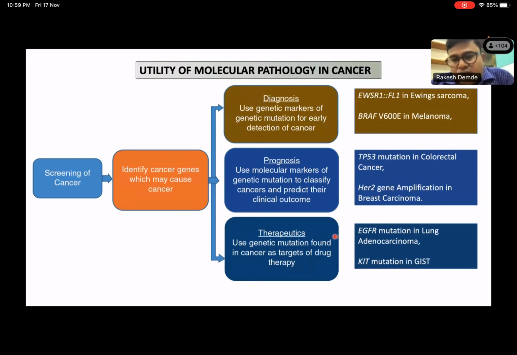Similarly, we can use molecular diagnostic techniques for therapeutic approaches also. For example, EGFR mutation in lung adenocarcinoma can be targeted by tyrosine kinase inhibitors. We can detect this EGFR mutation and give treatment with tyrosine kinase inhibitors like EGFR inhibitors, first generation, second generation, depending on the type of mutation in the EGFR gene. Similarly, KIT mutation in GIST can also be targeted. We have to know what type of exon is mutated. We can give first generation, second generation, and third generation TKI in this kind of GIST malignancy. So molecular pathology can be utilized in all three parameters.